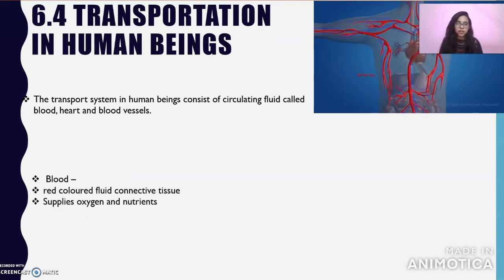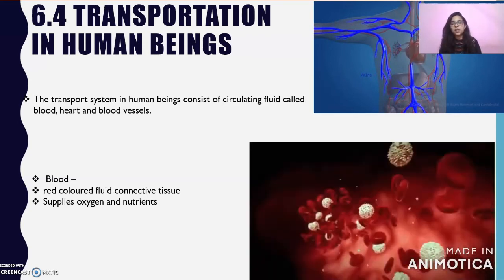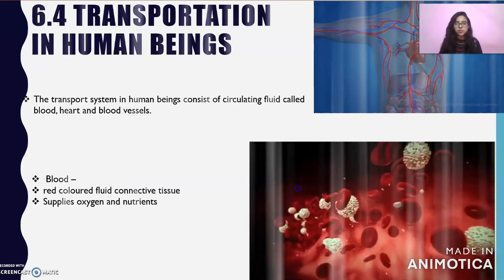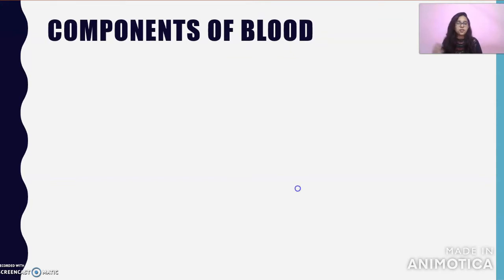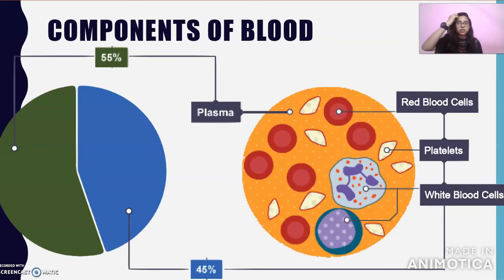In ninth standard, you have learned that blood is a red colored fluid made up of connective tissues. Do you remember it? Correct. And blood supplies oxygen and nutrients. As blood is the first component of the circulatory system, let us see the components of blood. 55% is plasma, and in it, 45% red blood cells, platelets, and white blood cells are suspended.